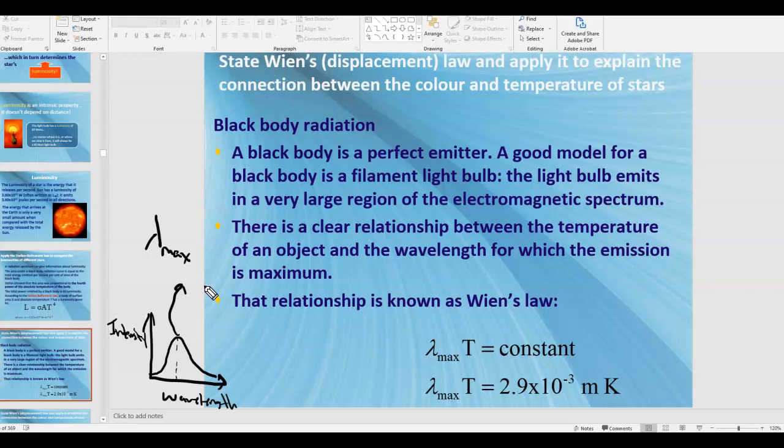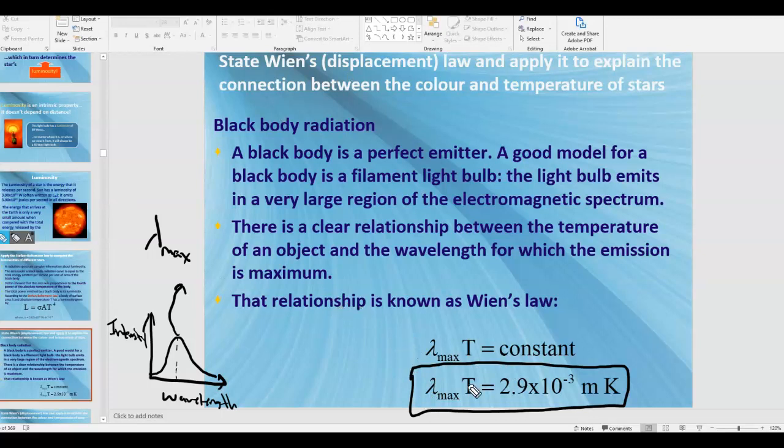Obviously, in this unit we're talking about stars, and so if you think of our sun, it emits all types of EM radiation, right? Radio waves, infrared, visible light, ultraviolet, X-rays, across the entire EM spectrum. But there is a peak wavelength where the most energy comes out at that one wavelength. What Wien's law says, and this is the equation for Wien's law, basically relates that peak wavelength to the temperature of the object.